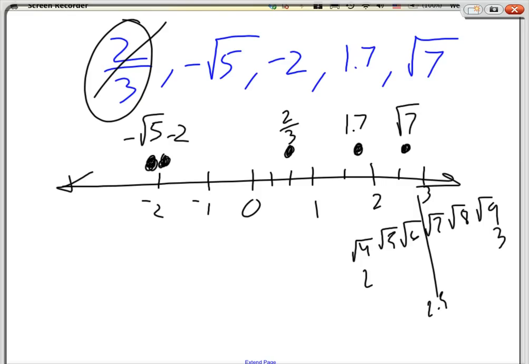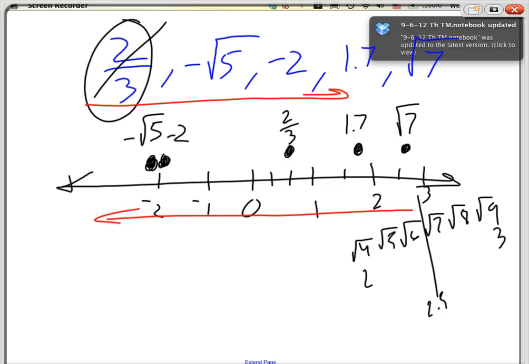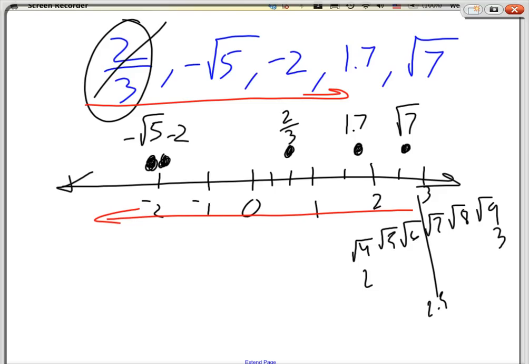There, guess what? I just have my numbers sorted. Done. If you read it this way, this is from the least to greatest. If you read it backwards, you have from the greatest to the least. It's done. It's already sorted. So the strategy here is if you put it on a number line, you're good to go.